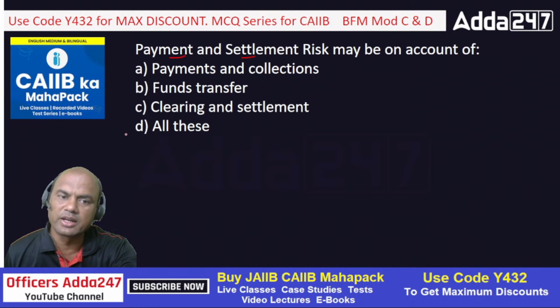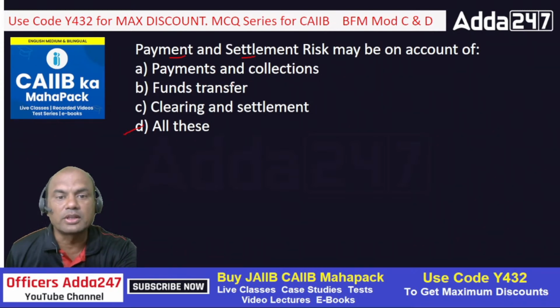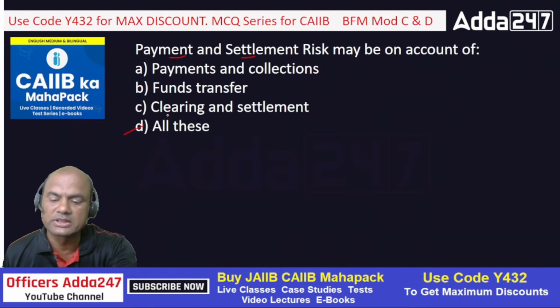See, D only. D is the answer. Remember why? Because see this, payments and collections, through whom you are sending, we call it the Loro bank, Nostro, Vostro and Loro, that Loro system. So that can also pose a risk. Fund transfer, directly Nostro, Vostro, that can also pose a risk. And clearing and settlement again means the combination of A and B only. So all of these is the answer.